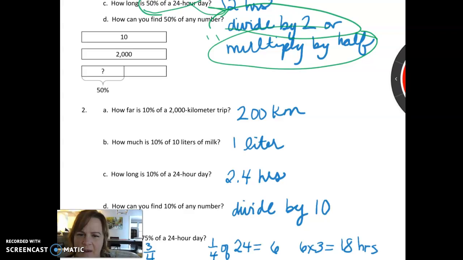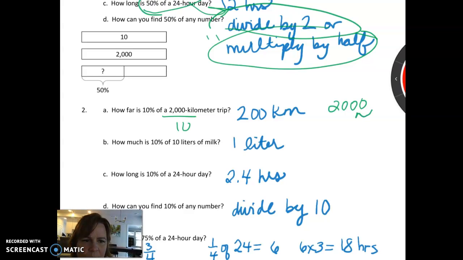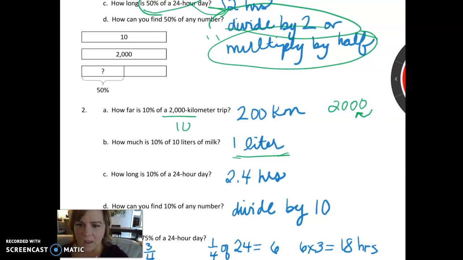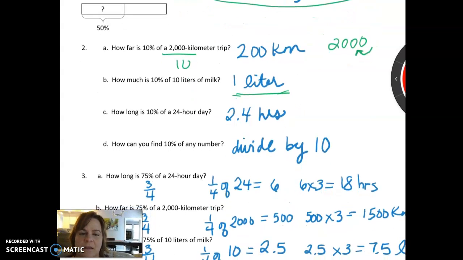How far is 10% of a 2,000 kilometer trip? Well, when we find 10% of a number, we are dividing by 10. What that looks like is moving 1 decimal point to the left. So we're at 200 kilometers. 10% of 10 liters of milk. Again, we're just going to divide by 10 to find 10%, and we're left with 1 liter. How long is 10% of a 24-hour day? Again, divide by 10, and we're left with 2.4.